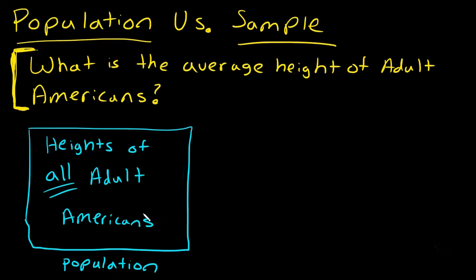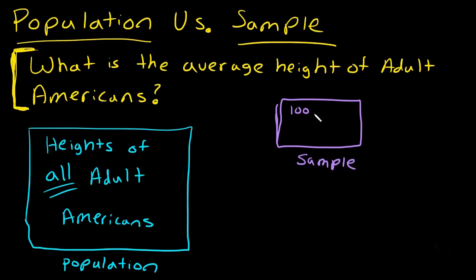Can you imagine asking every single adult American, how tall are you? That would be nearly impossible to collect that data. And because that is nearly impossible, that is why we need to use sampling. So what is a sample? A sample would just be part of that population. So for example, I may ask for 100 heights of adult Americans.